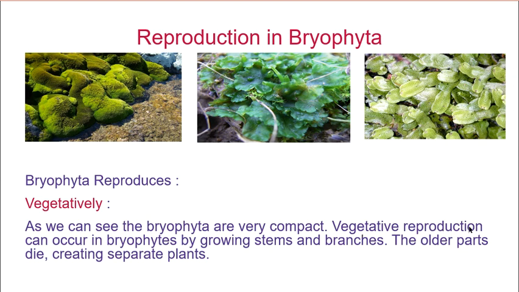Fine. So vegetative reproduction can occur in bryophytes by growing stems and branches. Vegetative reproduction in bryophytes means growth of new branches and new stems. The older parts die, creating separate plants. Means the older stems will be dying and new branches or stems will grow, and the new growth is the new plant. So this is how vegetative reproduction takes place.